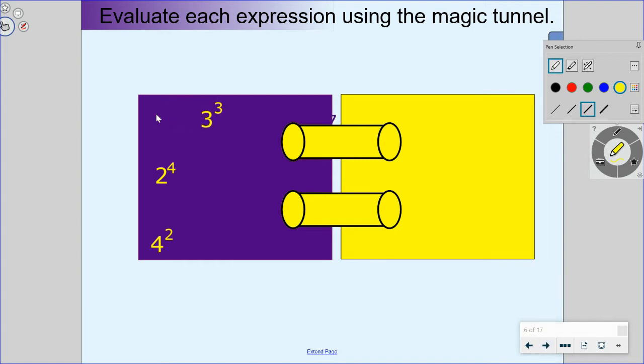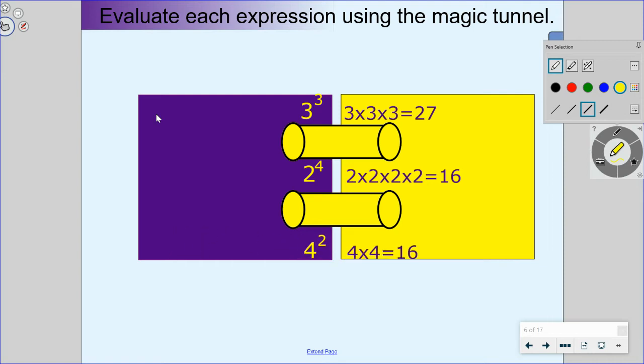3 to the third power, folks, will be 3 multiplied by itself 3 times. 3 times 3 is 9. 9 times another 3 is 27. 2 to the fourth power, 2 multiplied by itself 4 times. 2 times 2 is 4 times 2 is 8 times 2 is 16. 4 to the second power, 4 times 4, also 16.